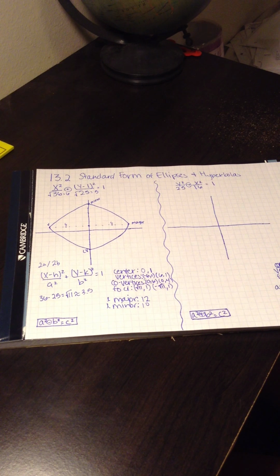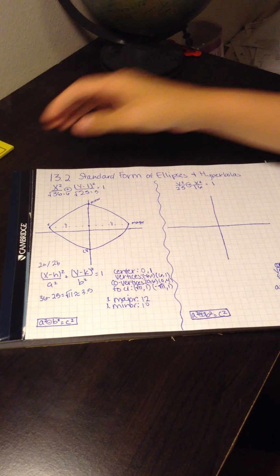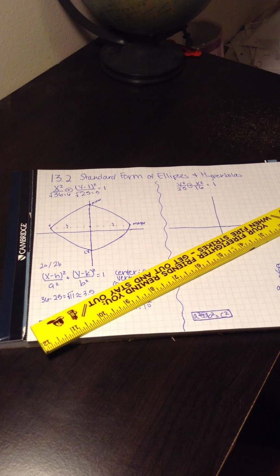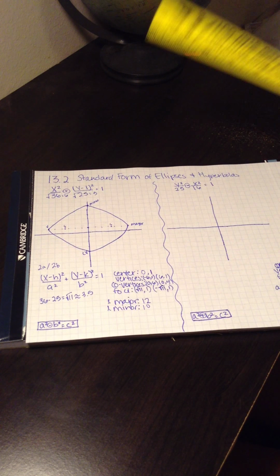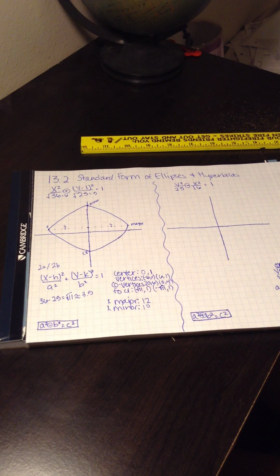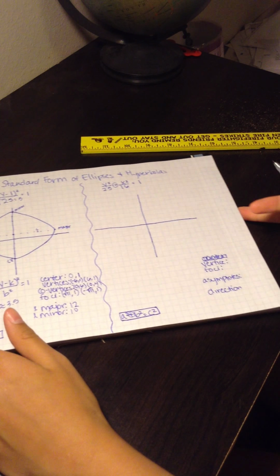Next we're going to be doing our hyperbolas, and a hyperbola is basically a backwards ellipse, if you want to think about it that way, or it's a mirror image of a parabola. Okay, so you want to get a ruler for this. I have a ruler because we're going to be needing it to find our asymptotes.